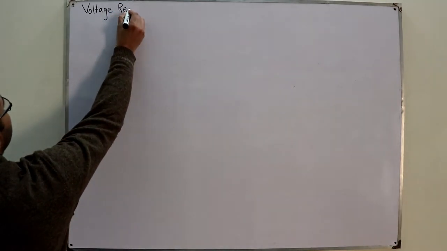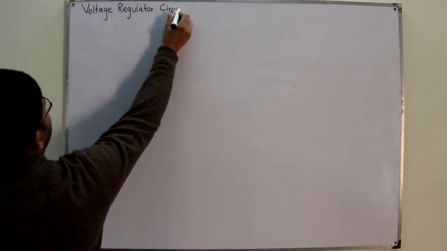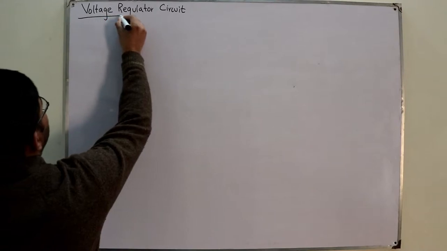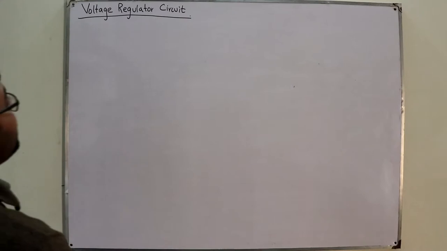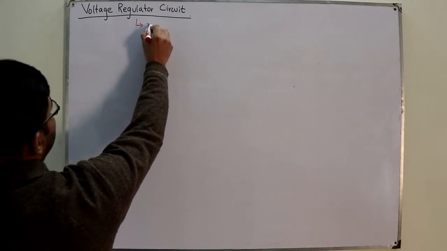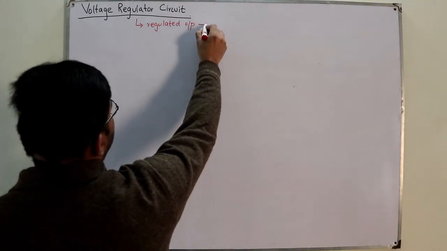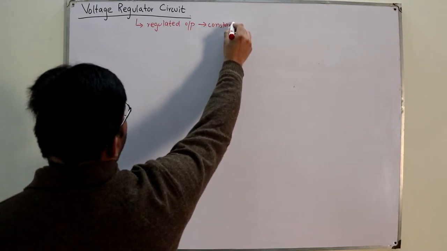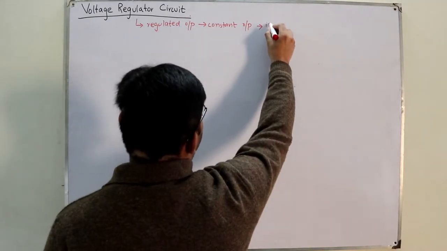Voltage regulator. Now, what does this mean? What is regulation? Regulation means to maintain the output voltage as constant. Regulation is what? To maintain the output voltage, that is regulated output, constant output. So regulator, this means what? That we have a regulated output, and the regulated output means a constant output. The constant output means that this will have the same value, a constant value, irrespective of changes in the circuit.